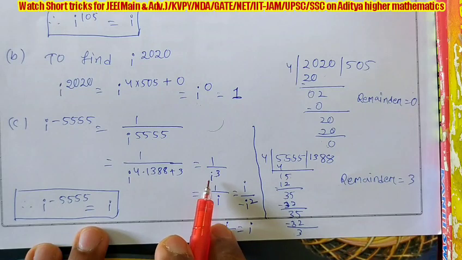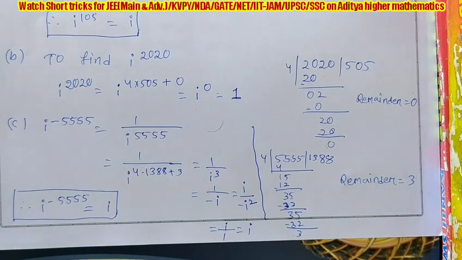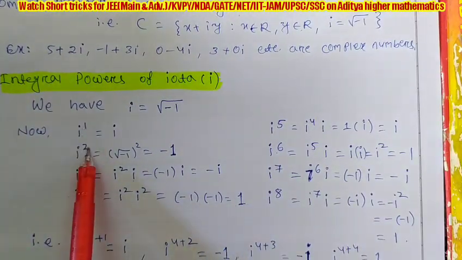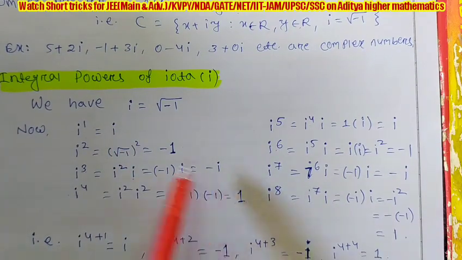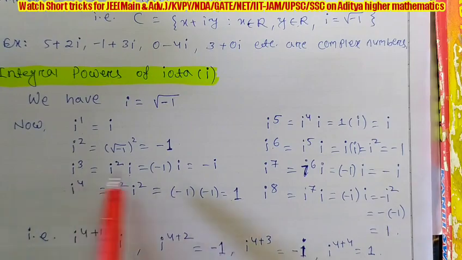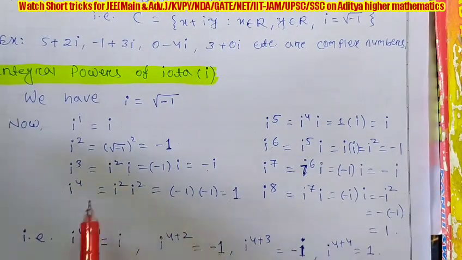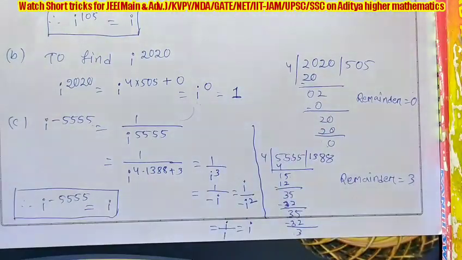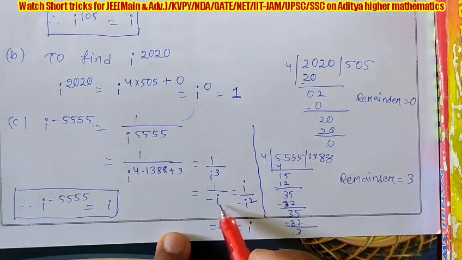Now i cube, I told you that it is minus i. If you don't know, you can also write i multiplied by i square, and i square is minus 1. So i cube is minus i. Here I already told you, you have to remember these three values: i power 1, i power 2 and i to the power 3. Then whatever power is given, you can solve. So i to the power 3 is minus i. If you know i square is minus 1, you can also calculate this. Not difficult.